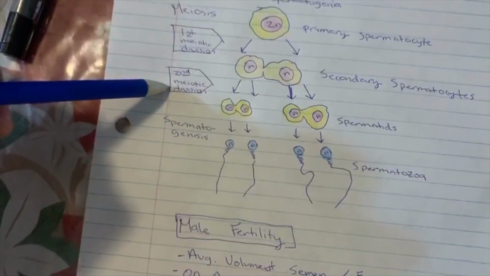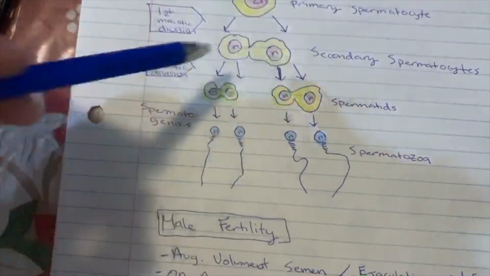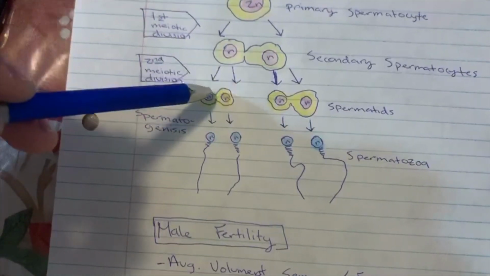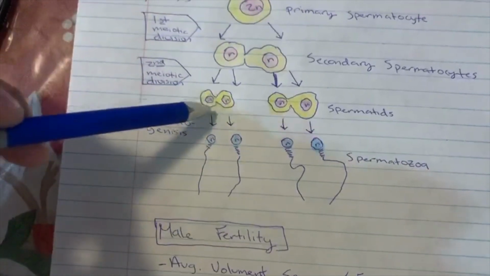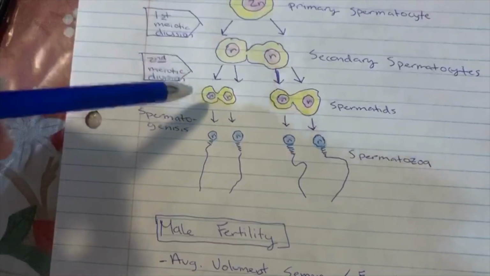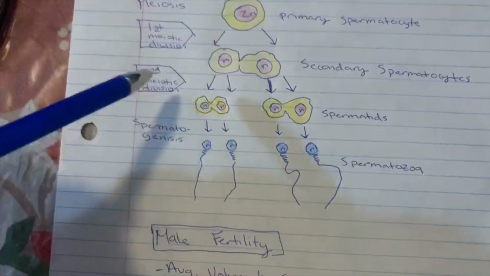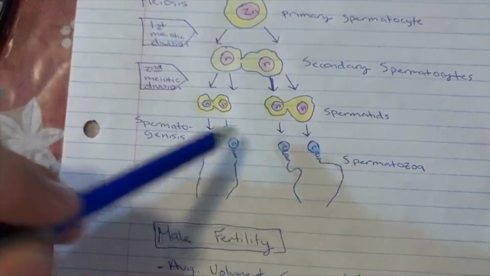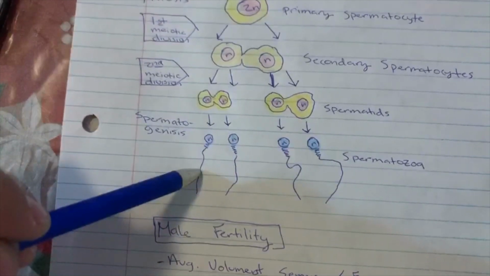At the second meiotic division cycle, these two haploid secondary spermatocytes will divide and produce two haploid spermatids each, creating a total of 4. After that, these spermatids will undergo spermiogenesis and form 4 viable spermatozoa. So one spermatid will form 1 spermatozoon.